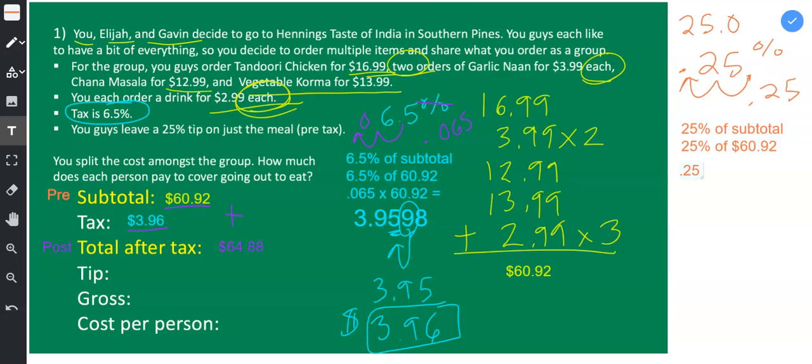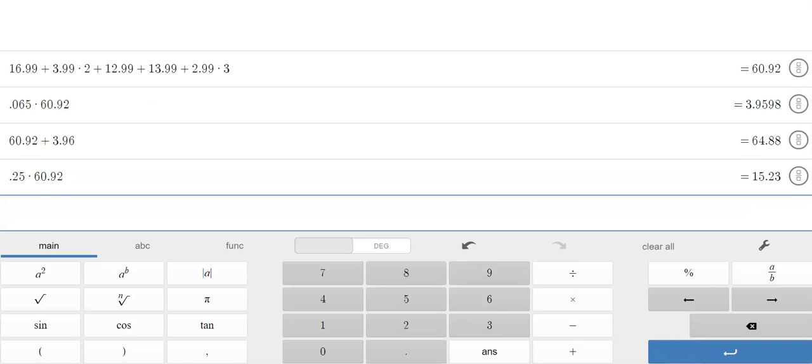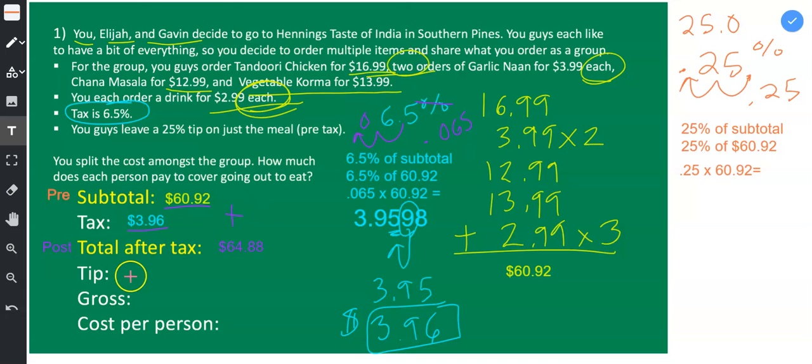So I multiply 0.25 of, instead of of, I write a multiplication sign. Of in math means multiplication. And then I'll multiply 0.25 times the $60.92. And we get $15.23. So I'll copy and paste that. It's nice, we didn't even need to round. I just need to add a dollar sign.